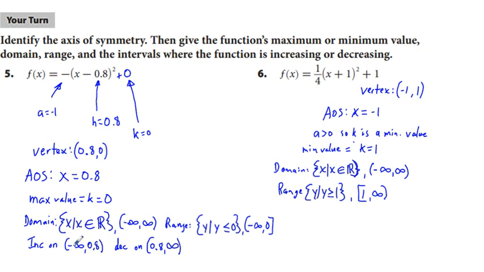And then increasing from the minimum. So we're going to increase from our value of h, which is h equals -1, to less than infinity, and decreasing on greater than negative infinity to less than -1. So that will be that.